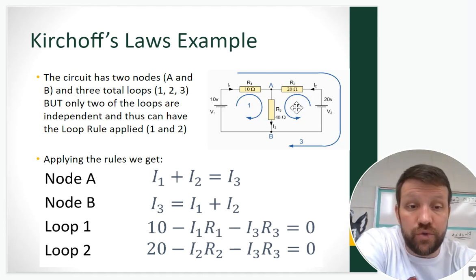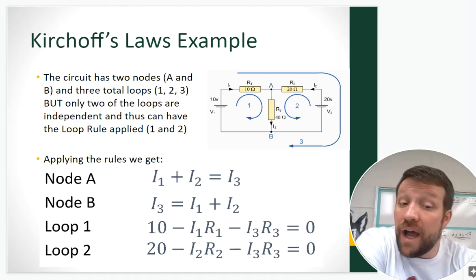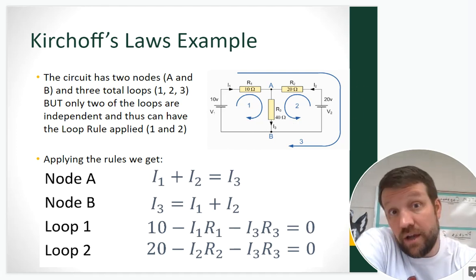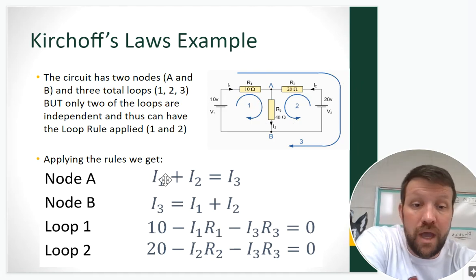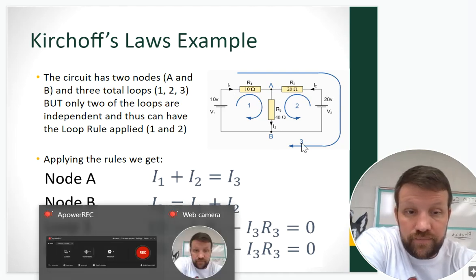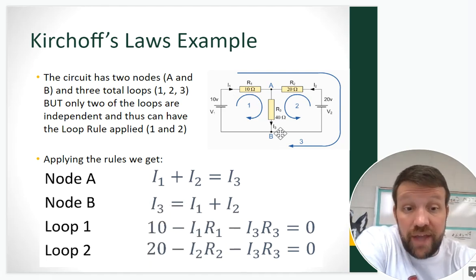And so 1 and 2 are the only ones that we can actually apply the loop rule for. We can't do that around the outside because it's not its own independent loop. It overlaps the other loops. That's important. So node A, we've got I1 and I2 going into it and I3 coming out, right? And node B, we've got the opposite. I3 going in, and I1 and I2 going out.